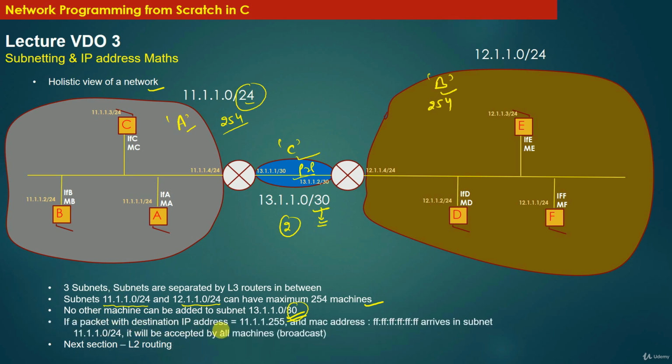So if a packet with destination IP address 11.1.1.255 and the broadcast MAC address arrives in subnet A, it will be accepted by all the machines in subnet A, that is machine A, machine B and machine C, as well as the router, which will receive and process the packet, because the packet is being broadcast in that particular subnet. So we are done with the IP address mathematics, and in the next module we will discuss L2 routing. Thanks guys.